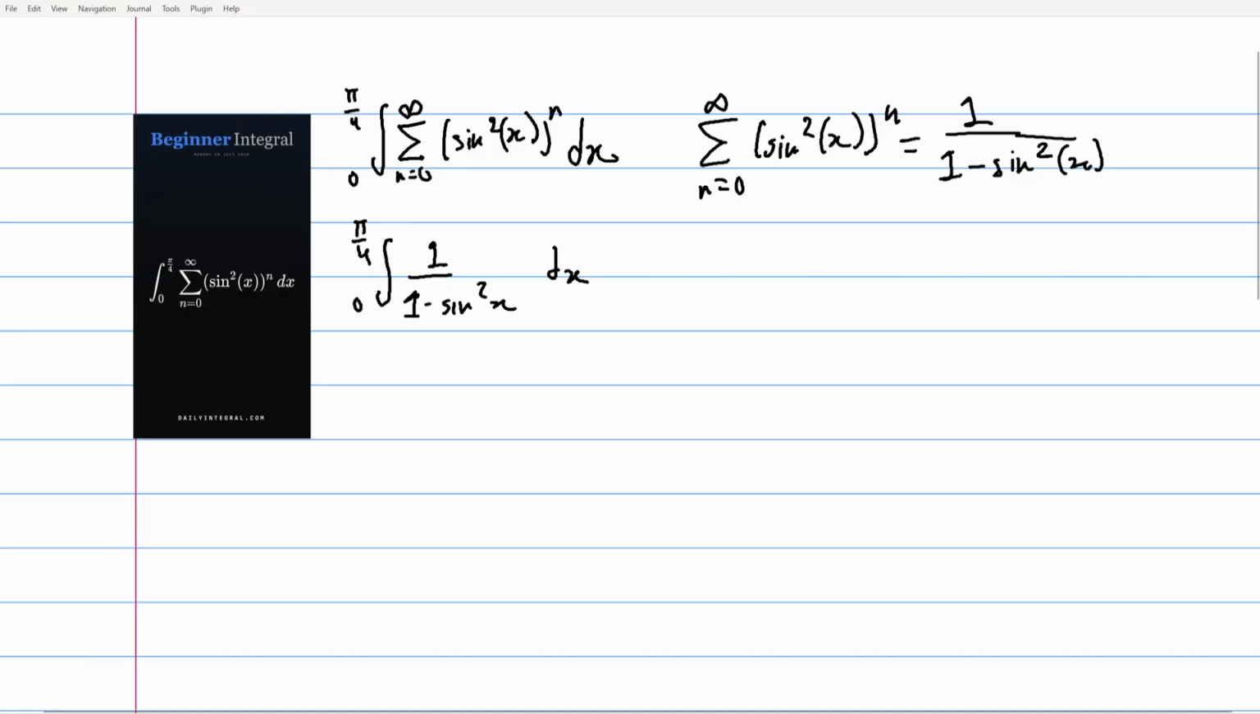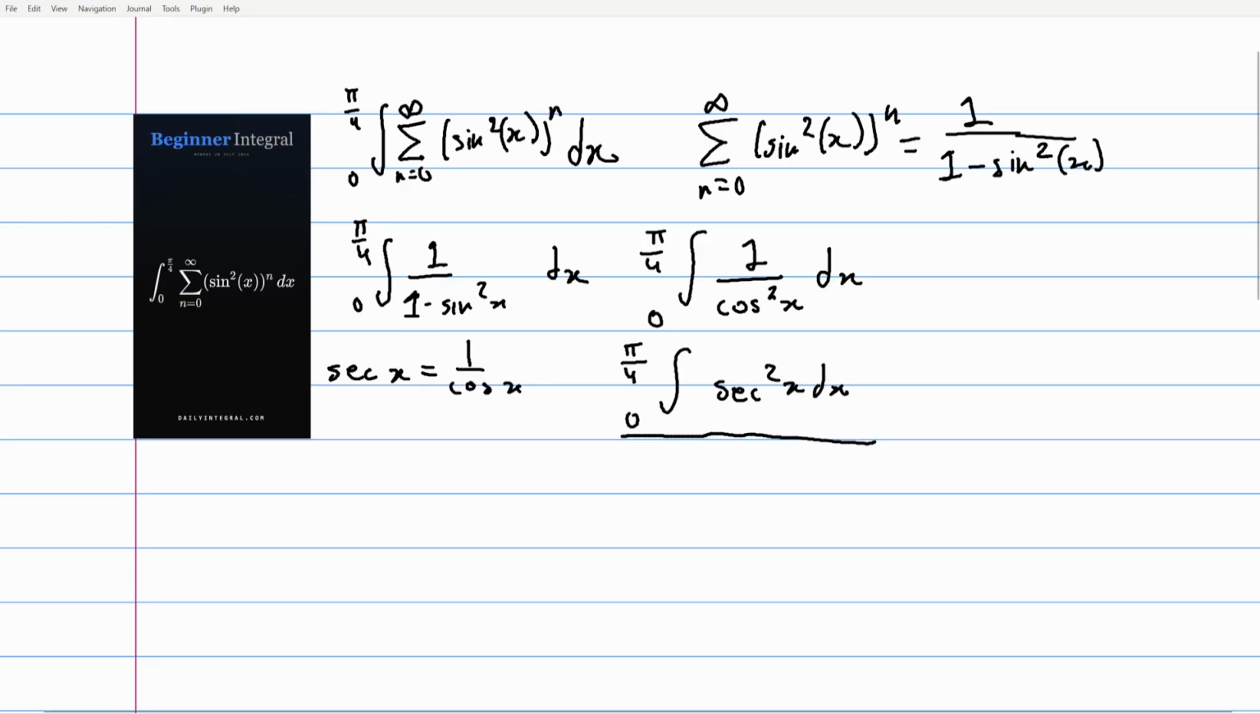Looking at the denominator, we see that 1 minus sine squared x is actually a very important identity. It's the Pythagorean identity for cosine squared x. Knowing that, let's rewrite our integral once again. We can actually simplify this integral even further. We know that secant x is the reciprocal of cosine x. So, our new integral becomes, now this integral should just be a memorized antiderivative.